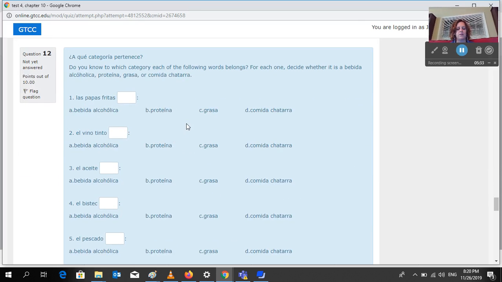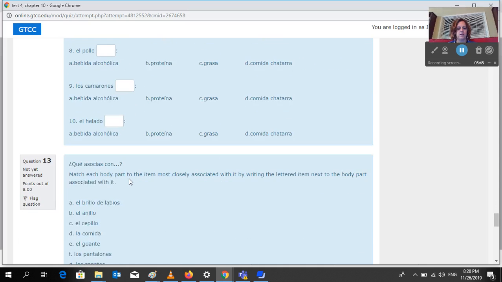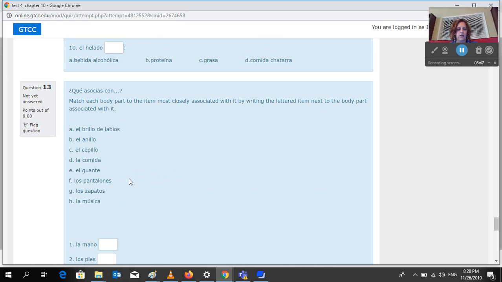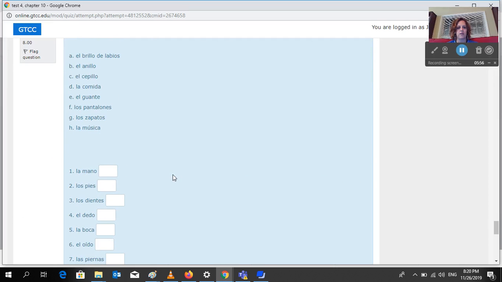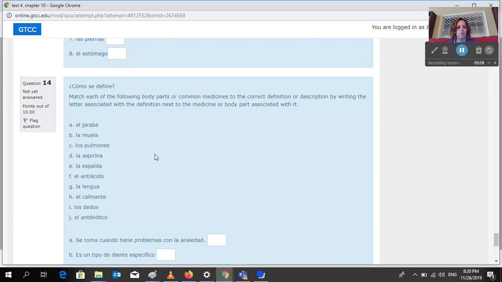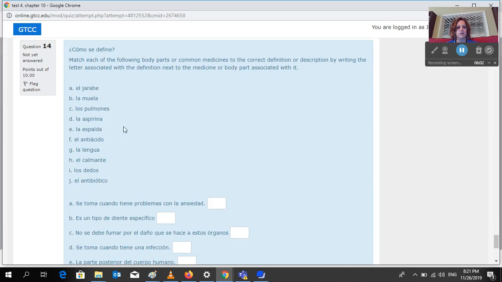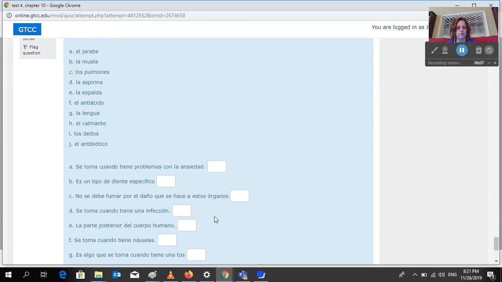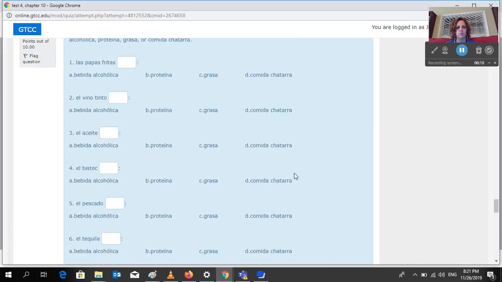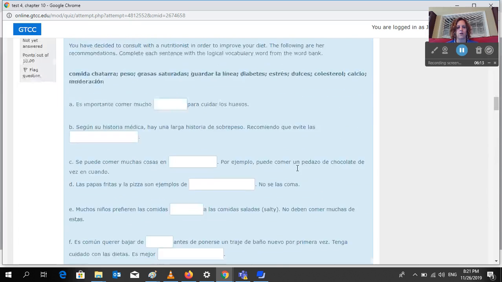And then a qué categoría pertenece. This is when you've got various foods and you're deciding whether it's a bebida alcohólica, a proteína, a grasa, comida chatarra, and you just put the letter in the blank. Qué asocias con. You want to match the body part with the item. So you've got various body parts. Which of these items would you use on these various body parts? Just write the letter in the blank provided. Cómo se define. So here are definitions. Decide which of these words are being defined down here and write the letters in the blank. And that's everything that you have to do for this test and for week 16.